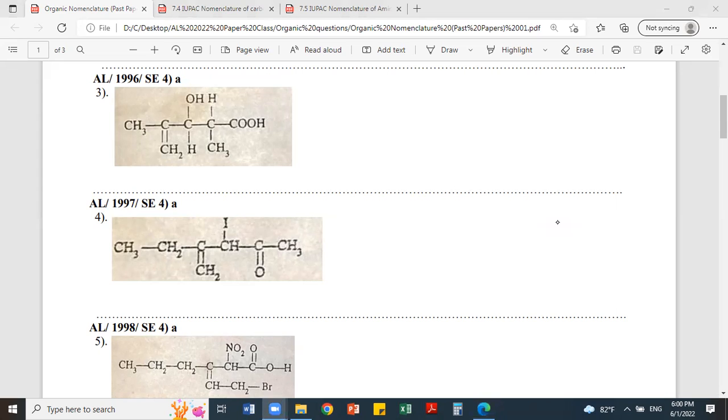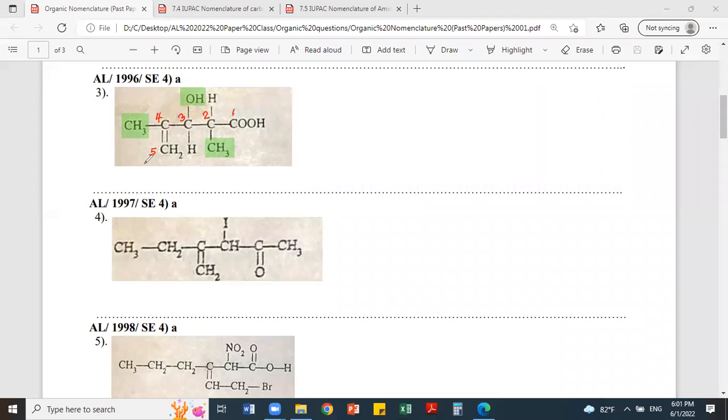Yes, carboxylic acid. Yes, very good. Okay, we'll start numbering now. Carboxylic acid number 1, 2, 3, 4, 5. So then what are the substitute groups? OH is a substitute group, methyl is a substitute group, and this methyl is also a substitute group. So then you write the name like this.